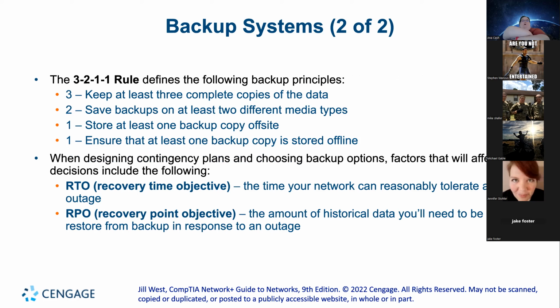So for the 3-2-1-1, 3 complete copies of data. That is in case you have a major malware issue, or sometimes you can find configurations or infections that go back through 1 or 2 different backups. So having rolling backups is what a lot of people call those, and having multiple copies so you can go, oh crud, this one's affected too, let's go back a little further, and then you can find clean data there. Save backups on 2 different media types.